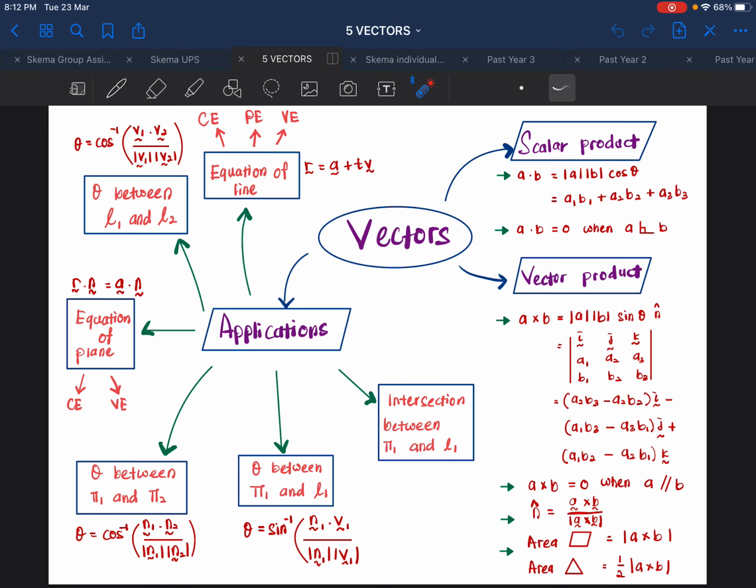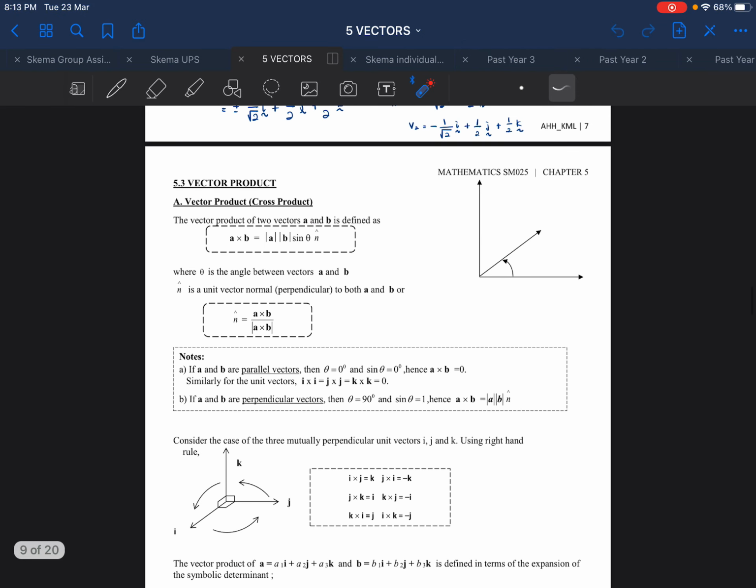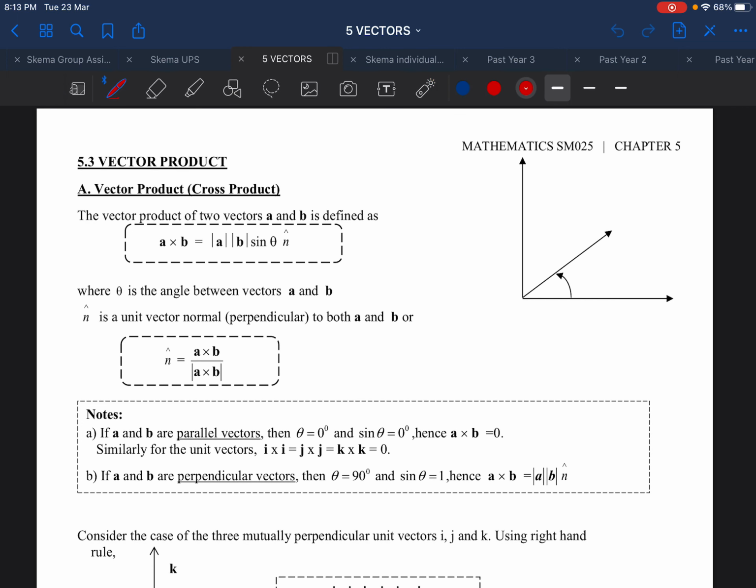Hari ni kita akan tengok the next part of vectors, which is vector product. Kita dah tengok sebelum ni scalar product, apa definition dia, apa properties dia. So, untuk vector product, kita ada definition kita, and some of the properties, and then kita ada unit vector. Kita dah tahu macam mana nak cari unit vector, U hat dekat sini. And macam mana pula nak cari unit vector menggunakan vector product. And then kita akan tengok area of parallelogram dengan area of triangle menggunakan vector product, ataupun dipanggil sebagai cross product.